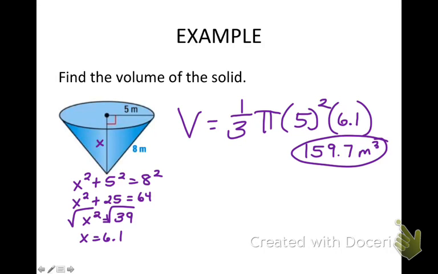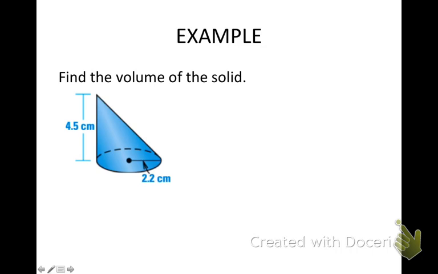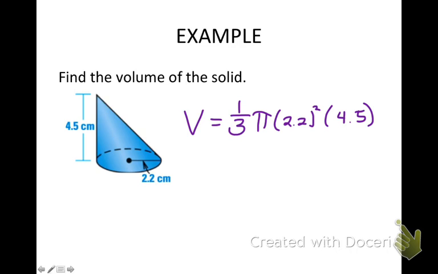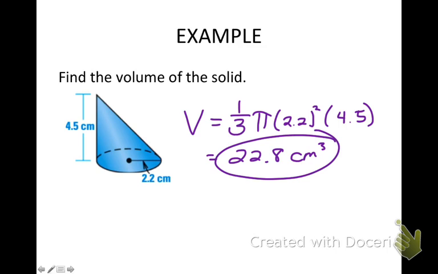And the next cone, do we know the radius? Yes. Do we know the height? Yes, so we don't have to do any Pythagorean theorem, just plug it in. So 1/3 pi times 2.2 squared times 4.5. On my calculator, I'm going to do 1 divide 3 times pi times 2.2 squared times 4.5. I'm getting 22.8 centimeters cubed.